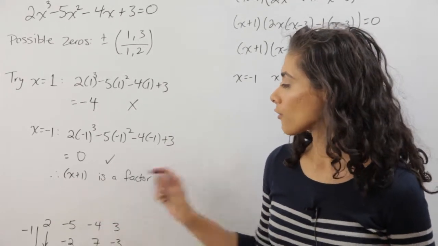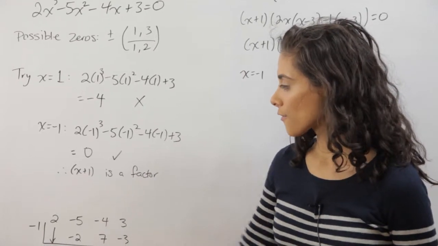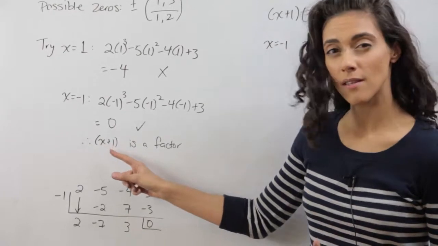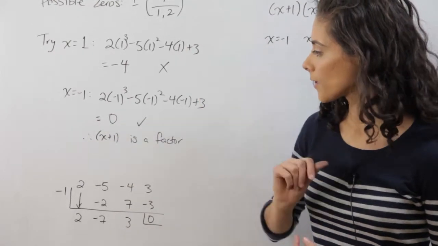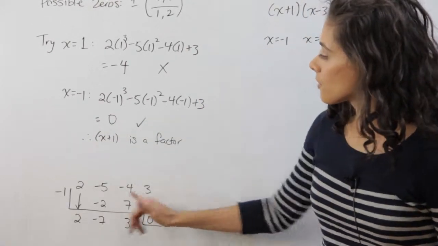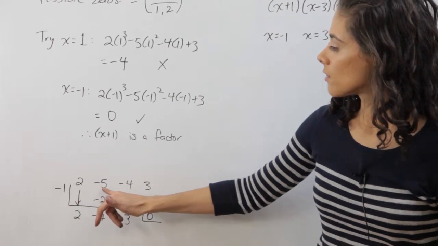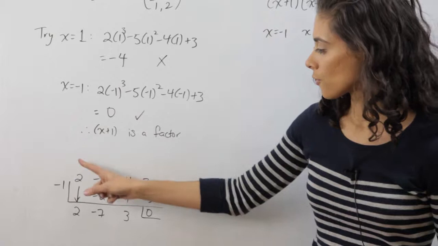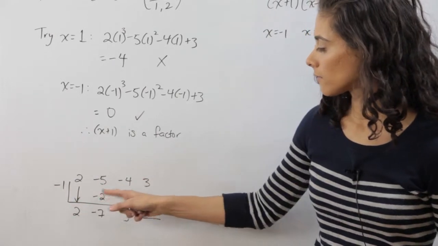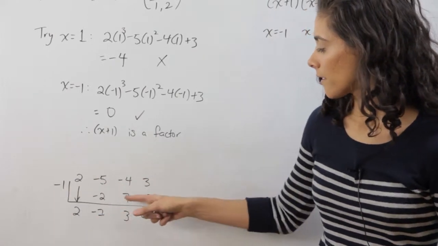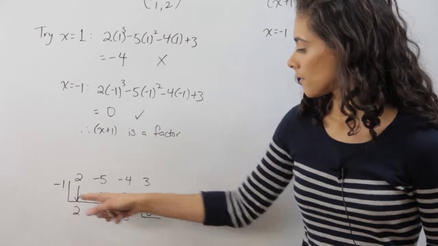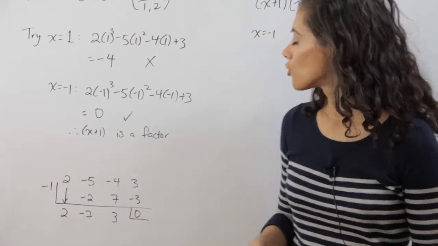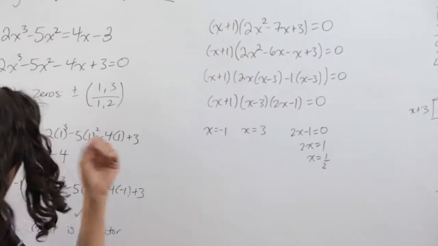So we're going to do long or synthetic division to find the other quadratic that goes with this, such that that quadratic times this linear binomial gives you that cubic. I did synthetic division. My coefficients: 2, -5, -4, +3. Drop it down, multiply, add, multiply, add, multiply, add. Remainder 0, as it should be.